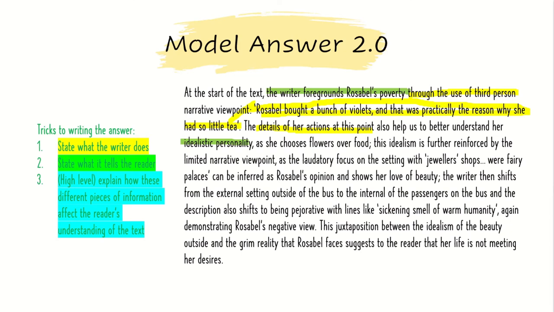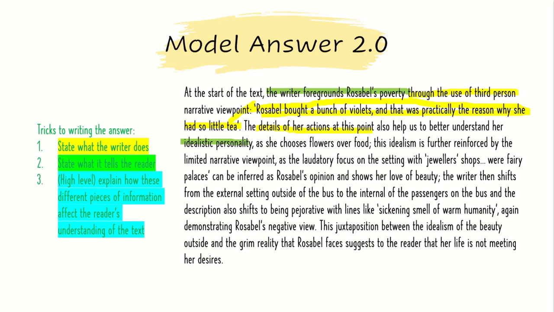I've made sure my answer is clearly specific. If I took that sentence for a second and just edited it: "The details of what the character is doing help us better understand their personality." That is vague as hell. That is a level 3 bottom-end kind of answer. But I specifically say the details of her actions at this point help us to better understand her idealistic personality, specifically because she chooses flowers over food.